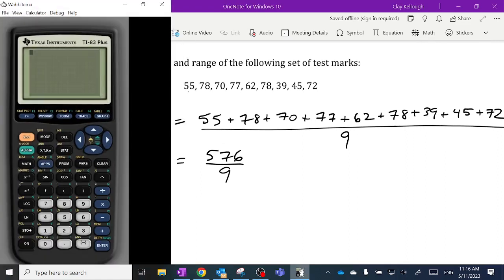Now I just divide that. So what is 576 divided by 9? 64.